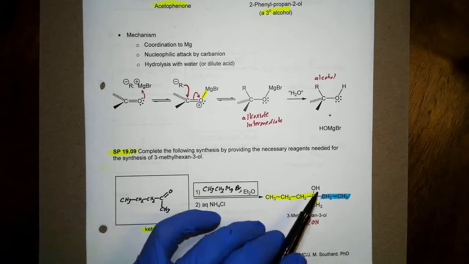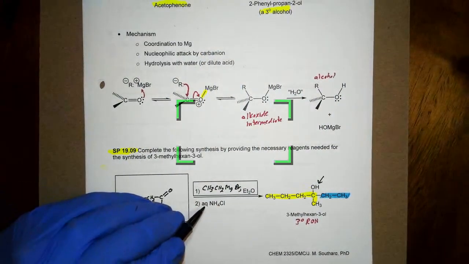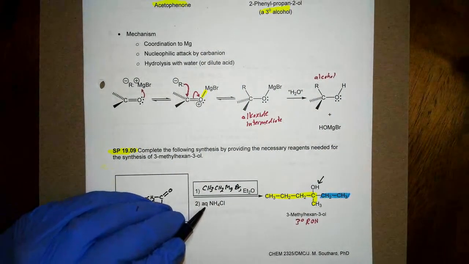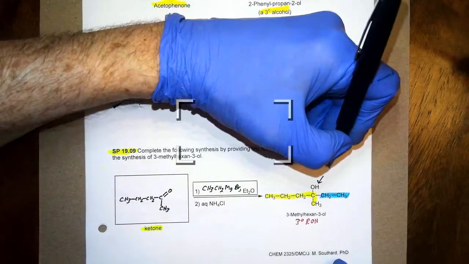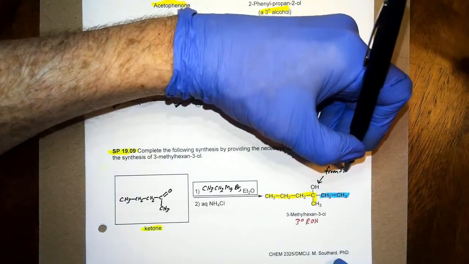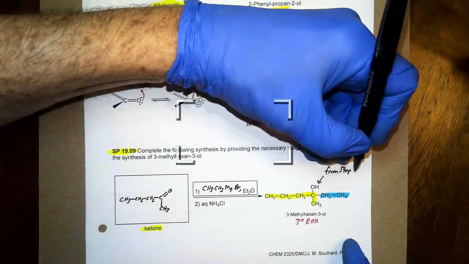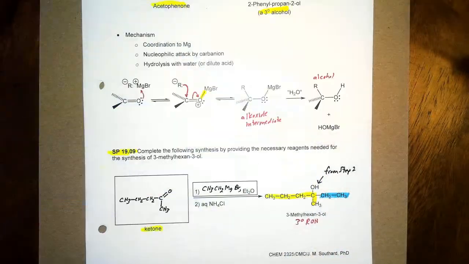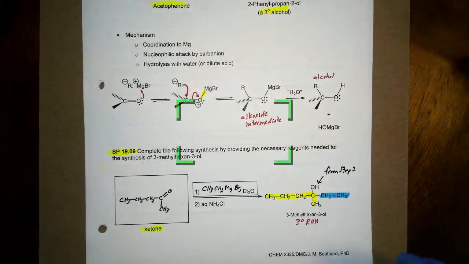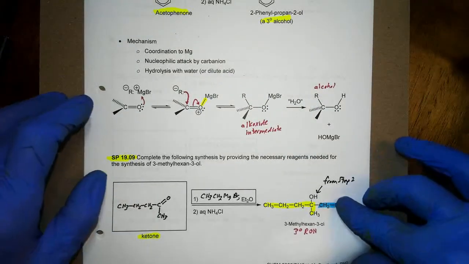Now, the proton that you're looking at here, that one, came from step 2 with the addition of aqueous ammonium chloride. That's why it's important that we quench with an acid, because we need to liberate that alkoxide from the magnesium. So this was from step 2. This is just one of 3 ways to make that tertiary alcohol using Grignard chemistry.